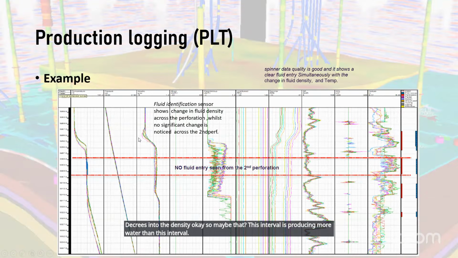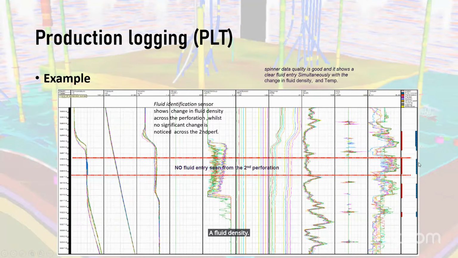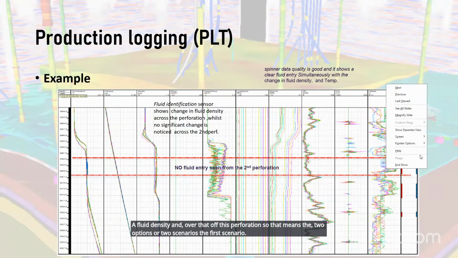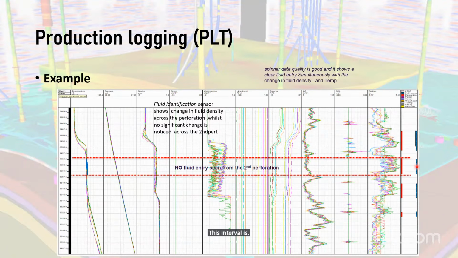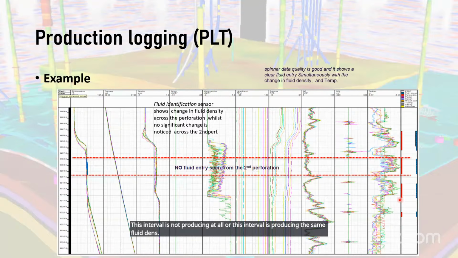So that is the first information. The second information is that we don't have any change in the fluid density opposite this perforation. So that means two options or two scenarios. The first scenario is that this interval is not producing at all, or this interval is producing the same fluid density as the below intervals.